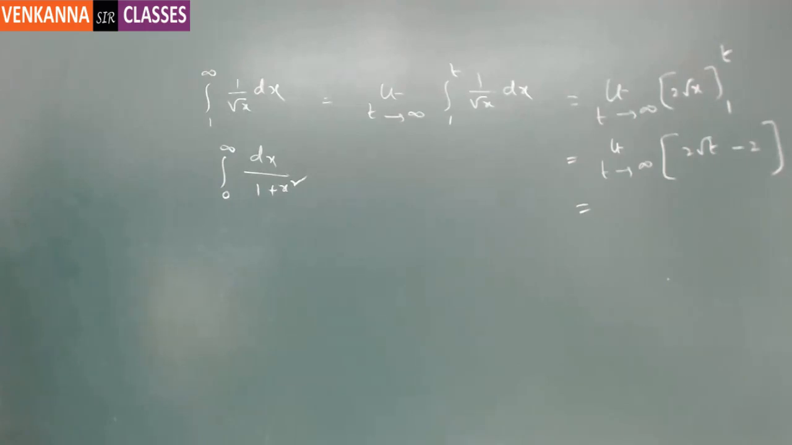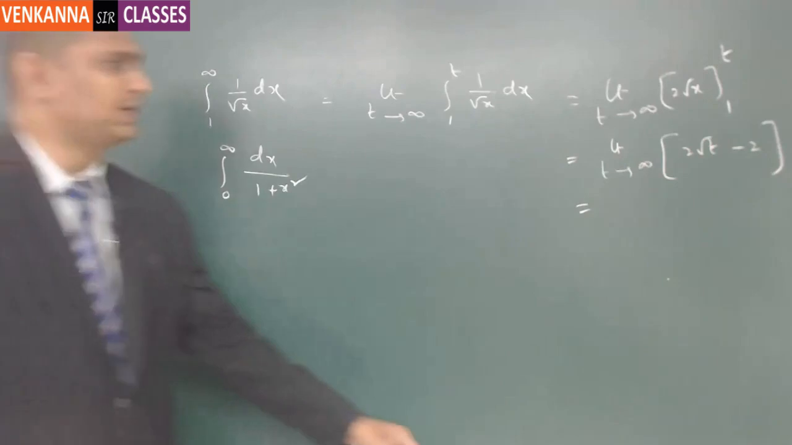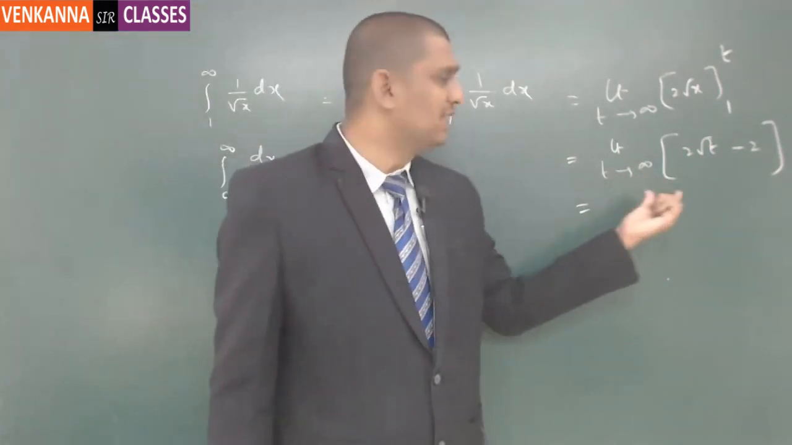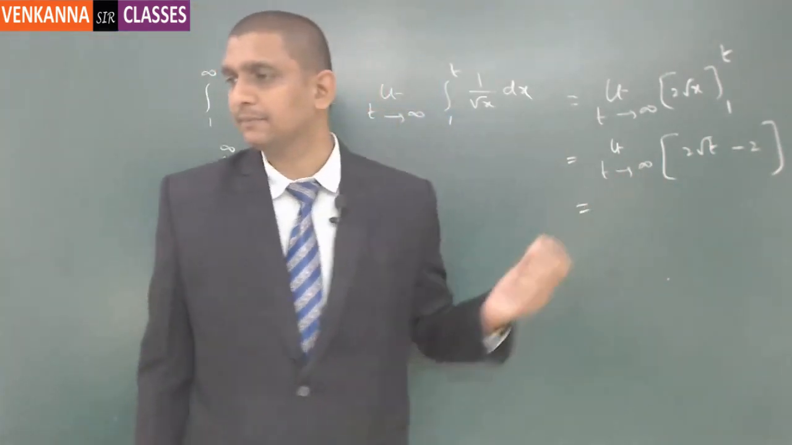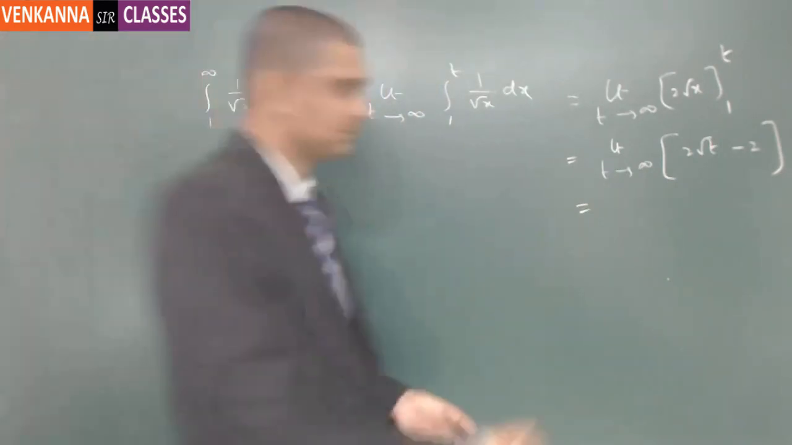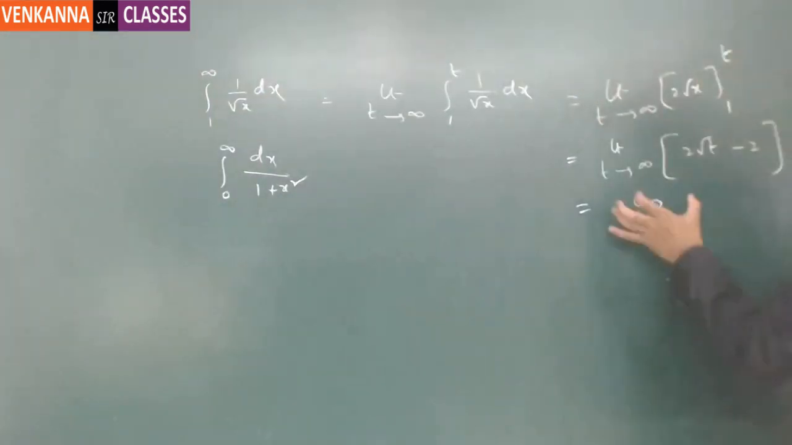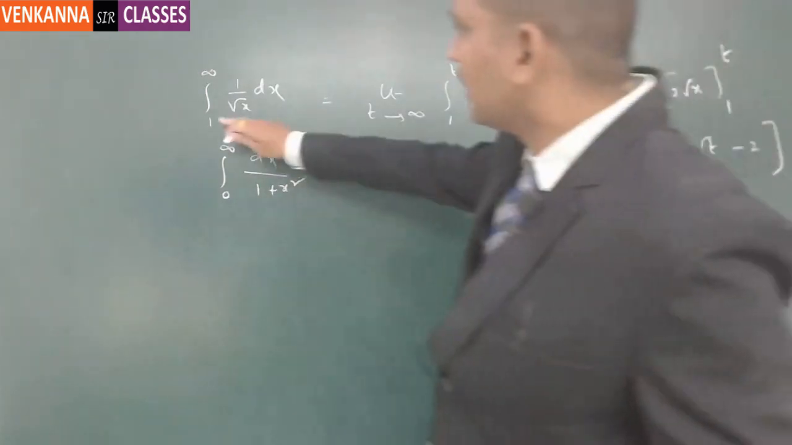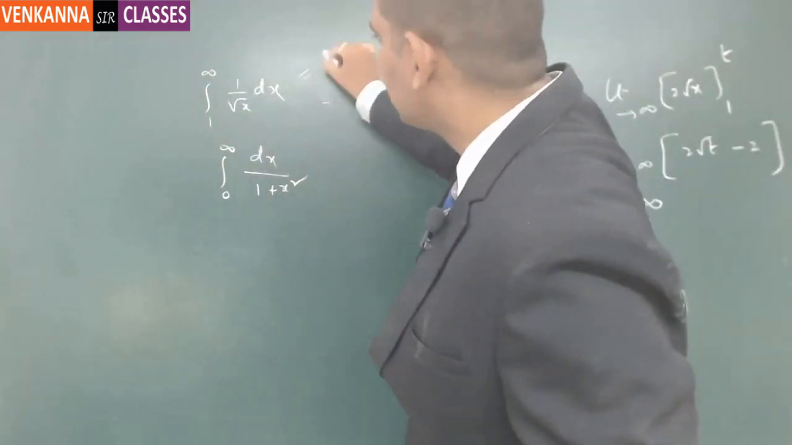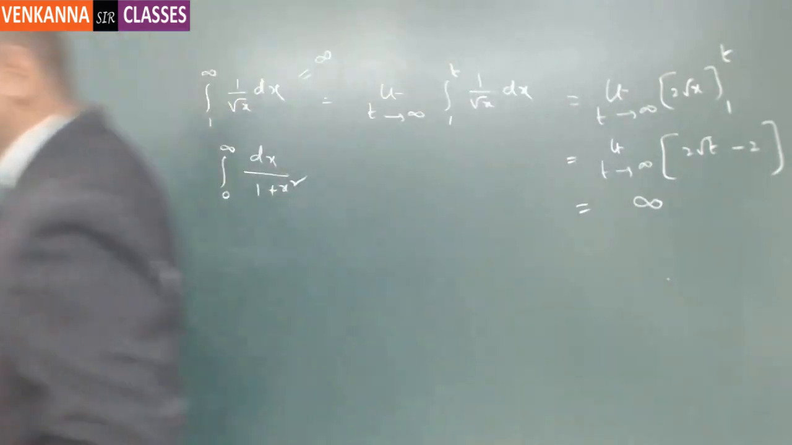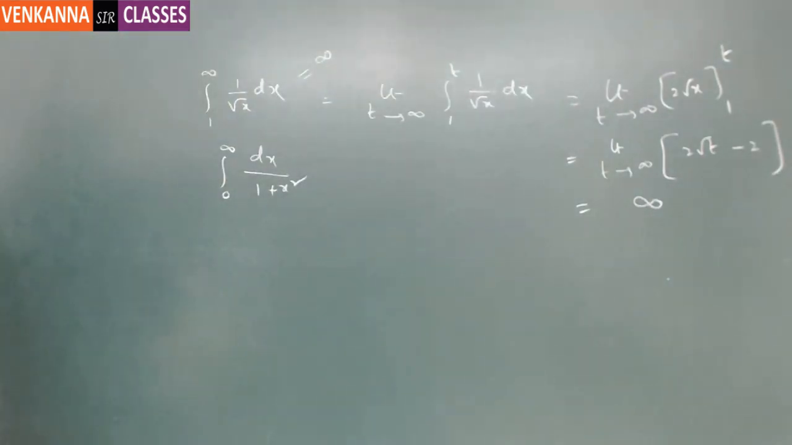Are you getting the idea of what I am doing actually? Right. So if you apply t tends to infinity, what is this value? Is it infinite or finite? Infinite. So this value is infinite. So integral 1 to infinity 1 by root x dx is also infinite. That is the solution. The integral is divergent.